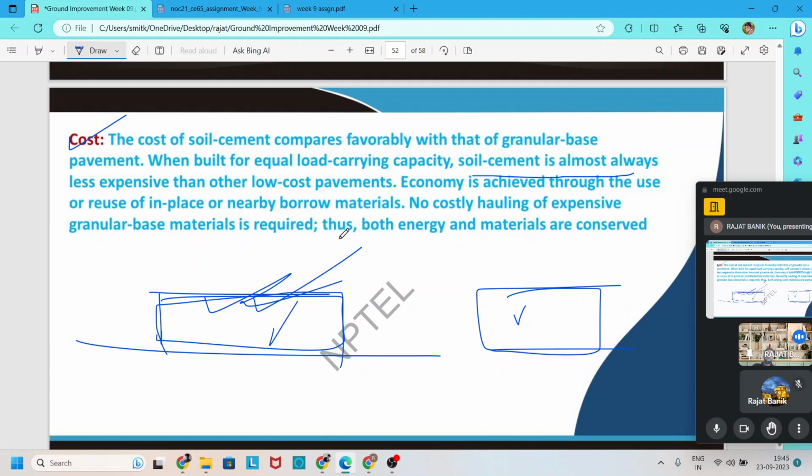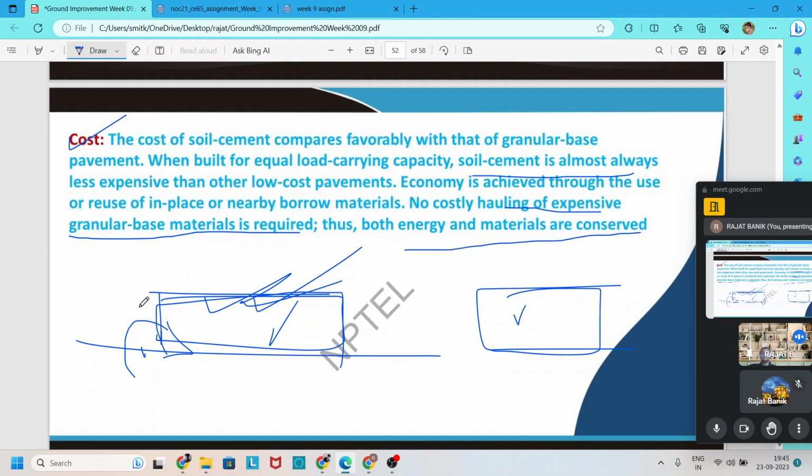So economy is achieved through the use or reuse of in-place or nearby borrow material. That means we can further reduce the cost by using local material for the soil cement. No costly hauling of expensive granular base material is required, and thus both energy and material are conserved.